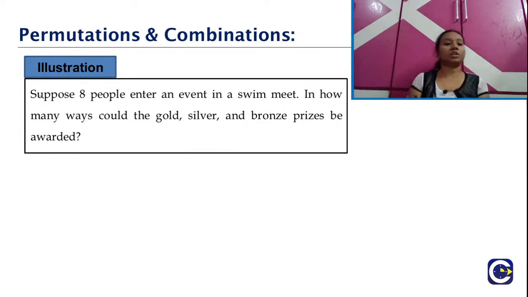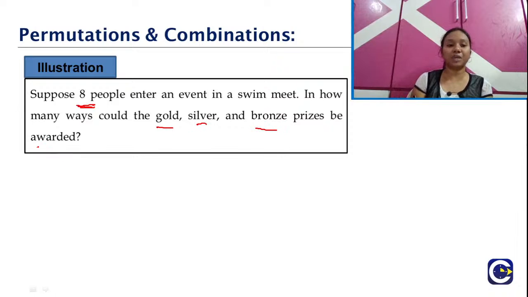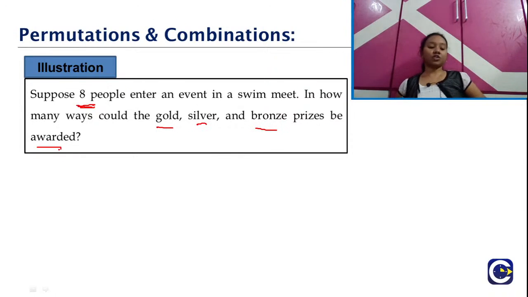So let's read the question. So suppose 8 people enter an event in a swim meet. So there are 8 people, so n will be 8. So in how many ways could the gold, silver and bronze prizes be awarded? So here they have given the total number of objects, that is n, and you have to find how many ways could the gold, silver and bronze prizes be awarded.